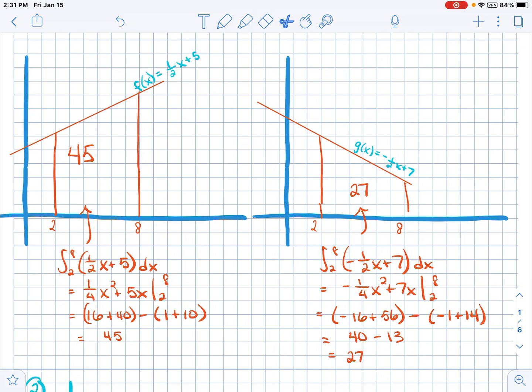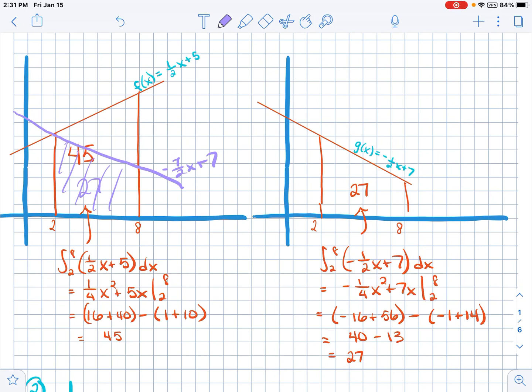Because what I've got here on the second function, I'm not explaining this as well as I was hoping I would. So the area under this purple line, this is negative 1/2 x plus 7. We found this area to be 27. So if I take the entire area of 45 and subtract 27, that'll give me the area in between. You probably knew that way faster than me.